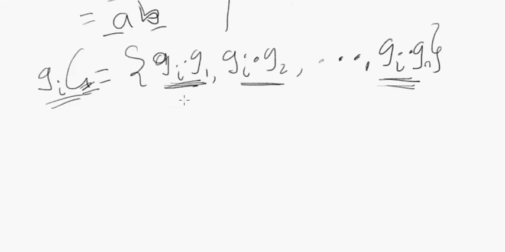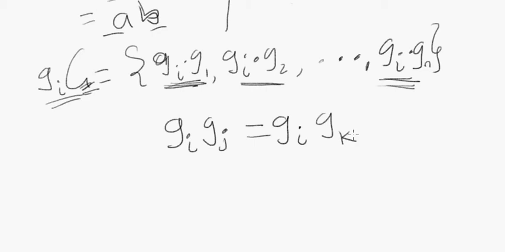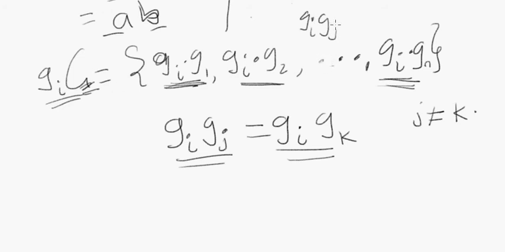The other thing we need to check is that there is no repetition. That is, it can't be the case that, let's say, gi multiplied by some element in the group, gj, equals gi multiplied by some other element, gk, where j does not equal k. Because if this is true, it means you multiply gi by some element gj somewhere in giG, and then you again multiply gi by some element gk, and you got the same answer.